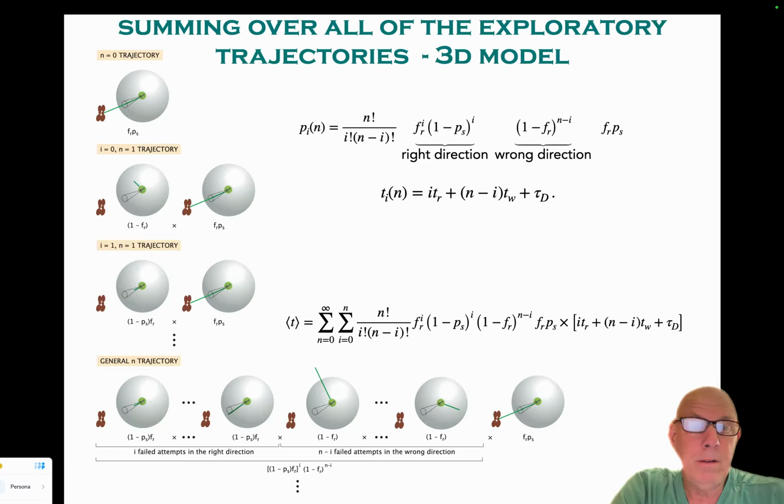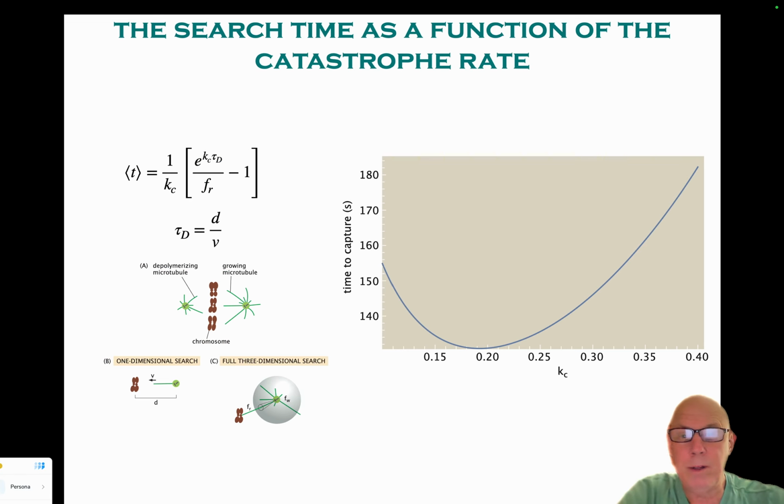And then what we do is we basically acknowledge that I can grow in the right direction and still not make the chromosome, or I can go in the wrong direction and certainly not make the chromosome. So the binomial distribution tells me about the sum of all of those different trajectories. And one can work through the details of this. And what you find is that the search time, as a function of the catastrophe rate, which is the rate at which the microtubules depolymerize, has a minimum. I'm not really trying to make a big deal about this minimum. It's just more to show you the philosophy of how to think about one of these exploratory problems.